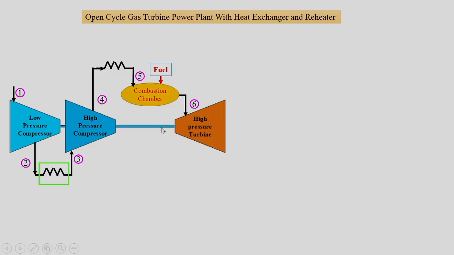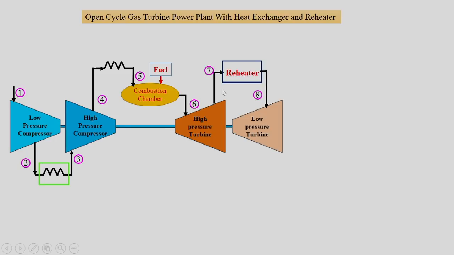After the combustion chamber, the gas would pass to the high pressure turbine, and from the high pressure turbine it would not directly go to the low pressure turbine, but it would have a reheater. Reheater is used generally to increase the power output. Reheater is nothing but a combustion chamber. Here we have a certain amount of oxygen left, and that oxygen would again be burnt in the reheater by introduction of the fuel. Burning of the fuel in the reheater would again increase the temperature of the gas, and that gas would be passed through the low pressure turbine.